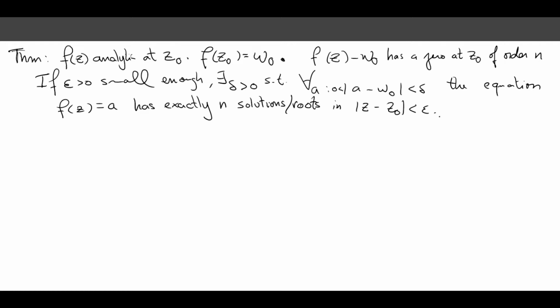This sounds like a lot of notation, but all this is saying is, if I have a 0, if I have a solution to an equation, we can think of w0 as 0 just to be simpler, if I have a 0 of order n, then if my target point rather than w0 is something very, very similar, then I'll still have n solutions to that equation.